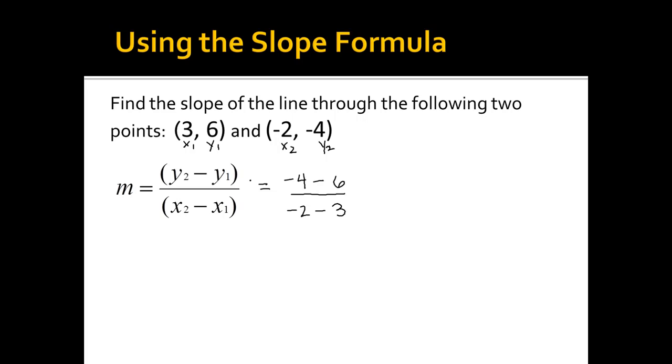It's always subtraction in the formula. If you're subtracting a negative, then you're going to have to be careful with your signs. In this case, we weren't. We had 2 positive coordinates for point 1. Now we simplify. Negative 4 minus 6 gives me negative 10. Over negative 2 minus 3 gives me negative 5. I divide. A negative divided by a negative is a positive. 10 divided by 5 is 2, so my slope is positive 2.